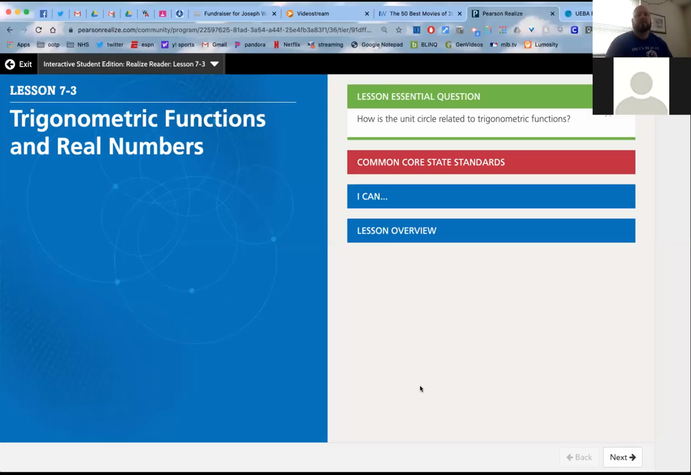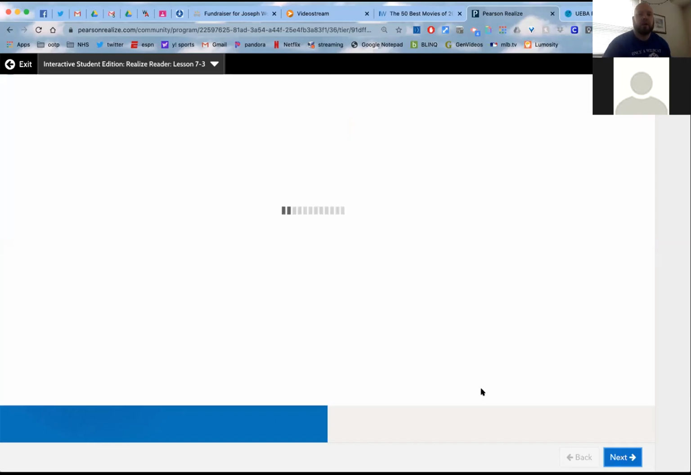So you can see now on your screen, lesson 7-3 is about trig functions and real numbers. And our essential question for our lesson today is, how is the unit circle related to trig functions? So we talked about trig functions back in the first lesson 2 weeks ago, and we talked about the unit circle last week in the second lesson. And today we're going to kind of marry those two concepts together and see how they're related to each other. So we're going to start off with our warm-up.